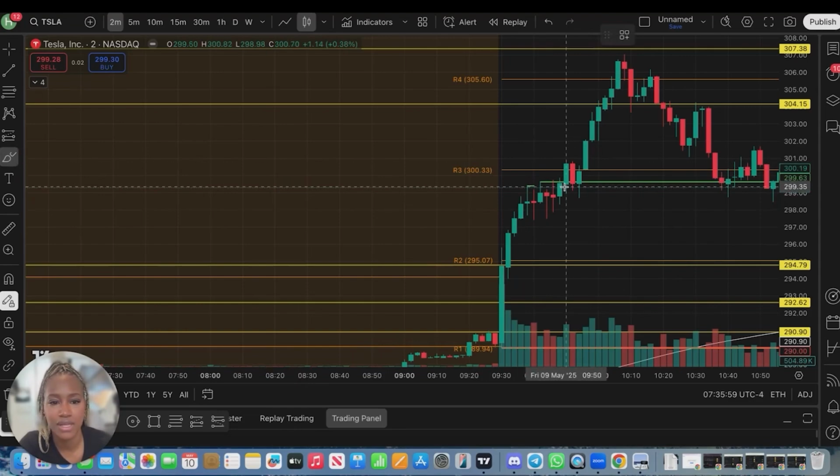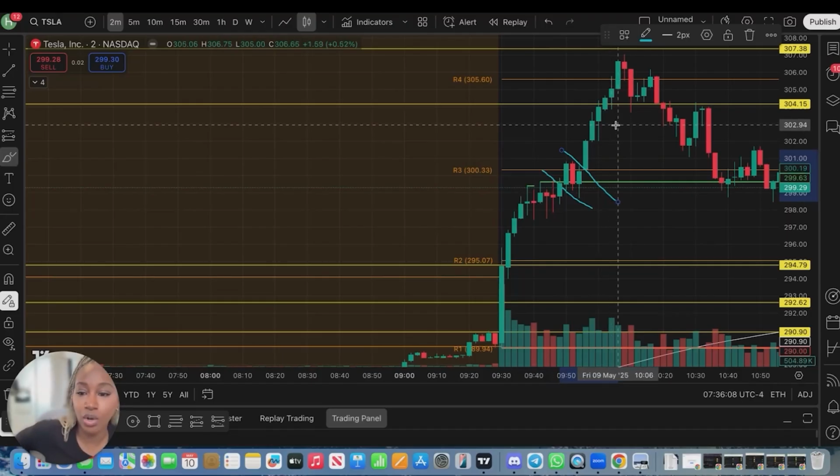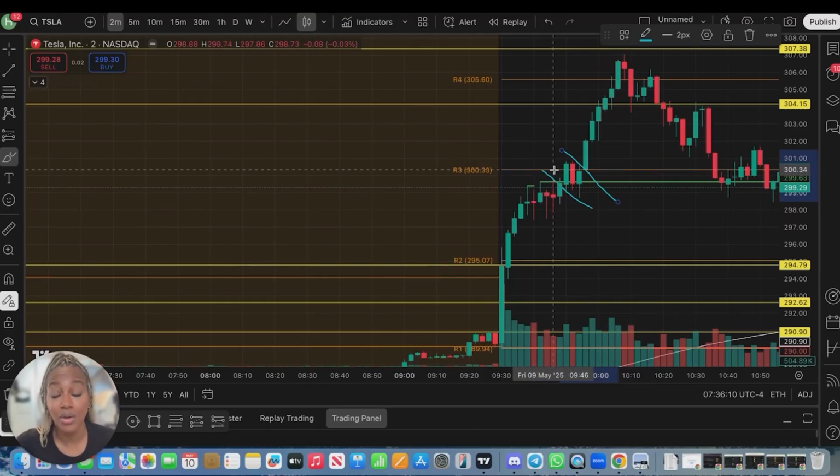Let me show you this flag here, okay? So here and here. What I want to see is a break of this flag and a hold above that level. Not only will I get a hold above the flag, but I'll get a hold above the pivot level, okay? So on this next candle at 9:56, I get what I was looking for, what we call confluence, more than one reason to get in.